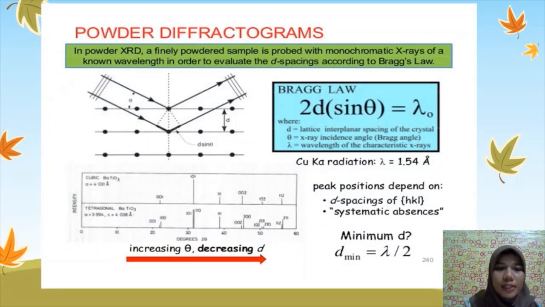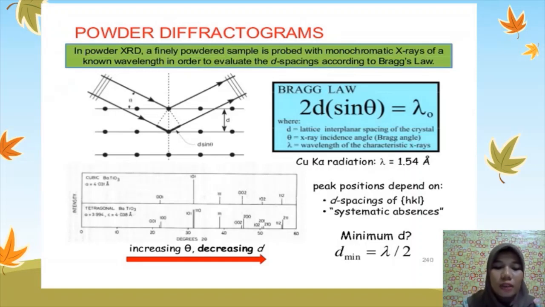In powder X-ray diffraction, a finely powdered sample is probed with monochromatic X-rays of known wavelength in order to evaluate the d spacing according to Bragg's law. From Bragg's law, 2d sin theta equals lambda, where d is the lattice interplanar spacing of the crystal, theta is the X-ray incidence angle, and lambda is the wavelength of the characteristic X-ray.